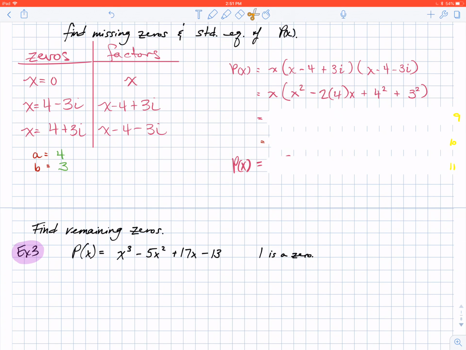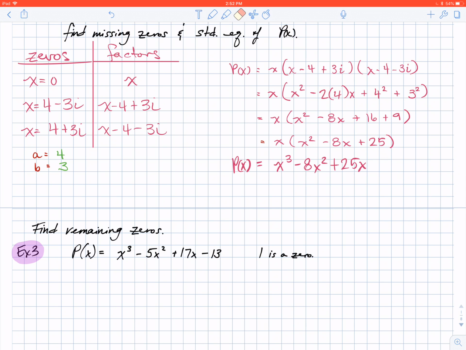So you see that I left my x where it was. Here's my x squared. Here's my 2ax, where a is my 4, plus a squared plus b squared. So that's where I got those numbers from. And from here, we're just going to simplify that. Then we'll combine our like terms. The last thing I'll do is distribute my x so that I have my standard equation of x cubed minus 8x squared plus 25x.